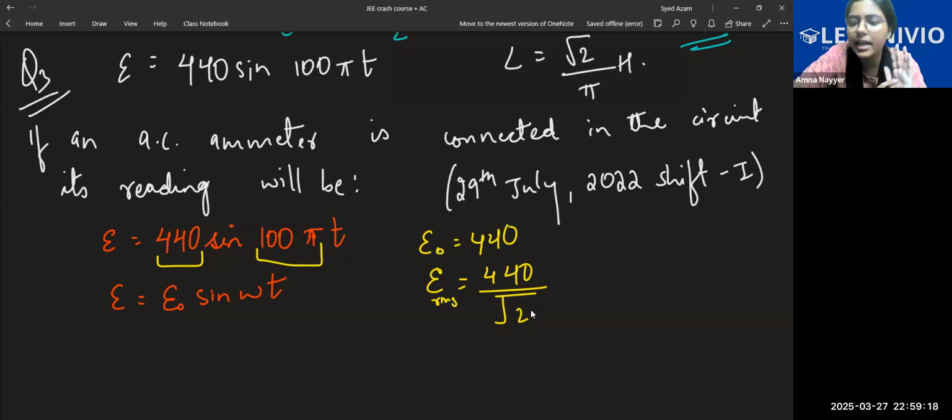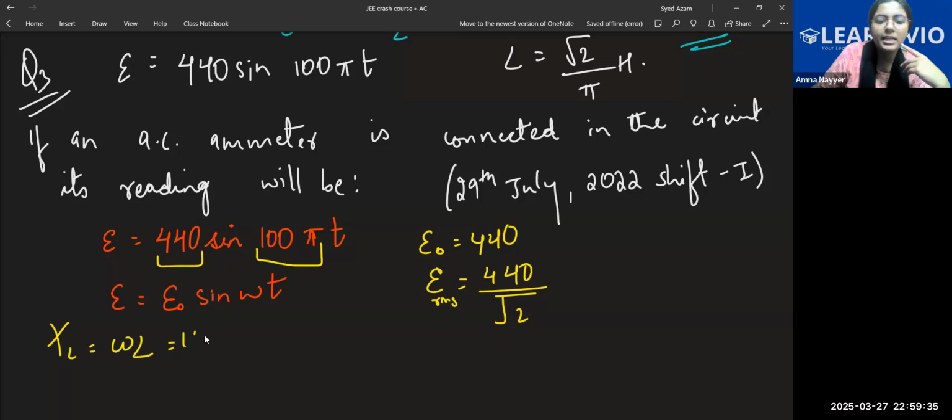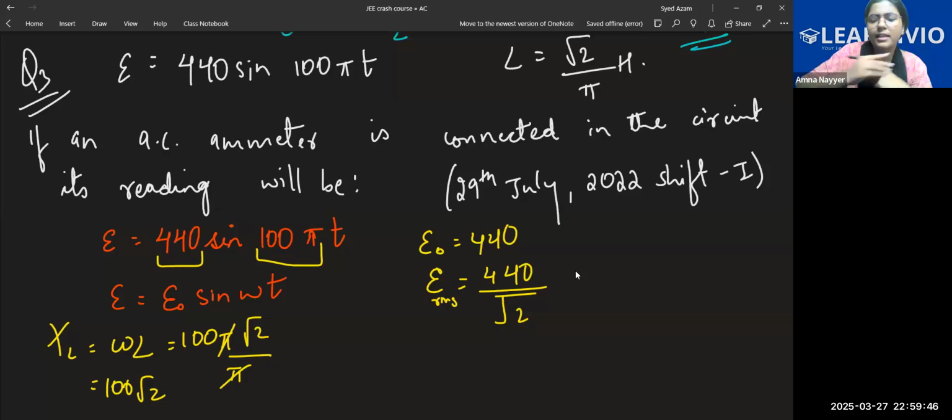Right now, this is a circuit having only the inductor, because here you just have inductance present. So XC is 0 and R is 0. Basically you have to calculate XL. XL is equal to omega L. Omega is 100 pi, L is root 2 by pi. So pi gets cancelled, this is 100 root 2. Very easy. By now you can guess the answer also. It will be 4.4 amperes.